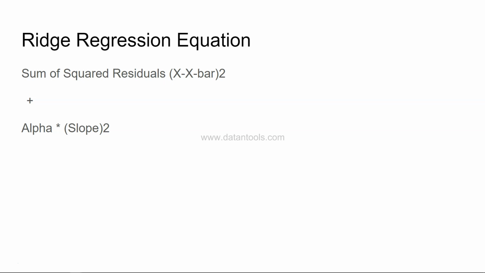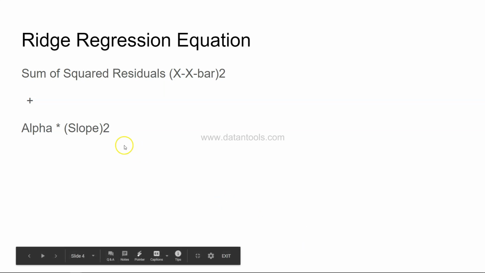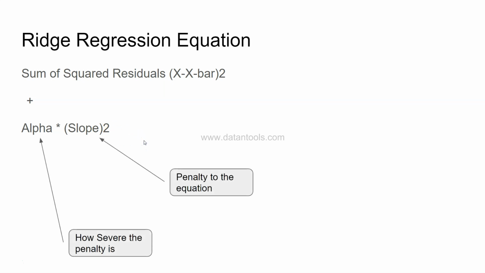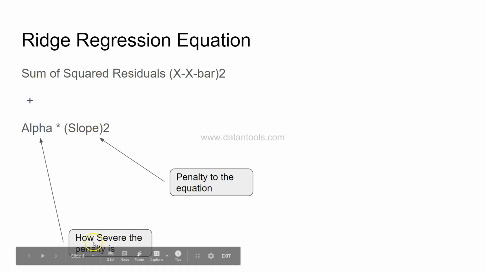So 0 is absolutely no bias, and then you can have a value of 1, 2, 3, based on how much bias you want. Accordingly, the slope term is basically a penalization, the punishment to the model that it is deviating. This basically adds a penalization to the model. So just to see how this entire thing works, here is the penalty to the equation and how severe the penalty is.